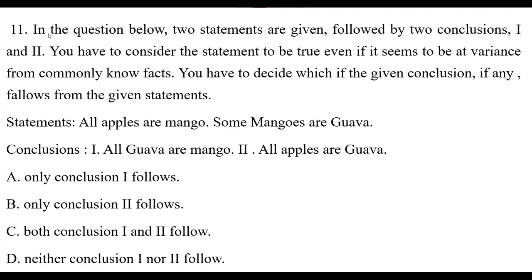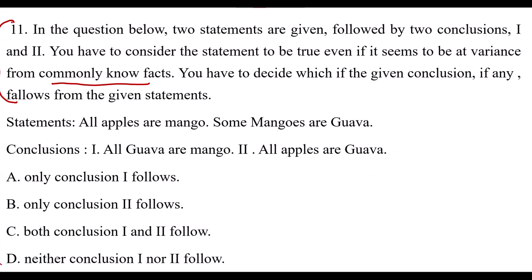This common instruction is given for every syllogism question. Even if it is a commonly known fact, we cannot consider it. You have to go with the statements only. So I know apples are not mangoes, but fine, here with the statements we have to look into that and decide which conclusion is true. What is the answer? All apples are mango, some mango are guava. Conclusions: one, all guava are mango; two, all apples are guava.